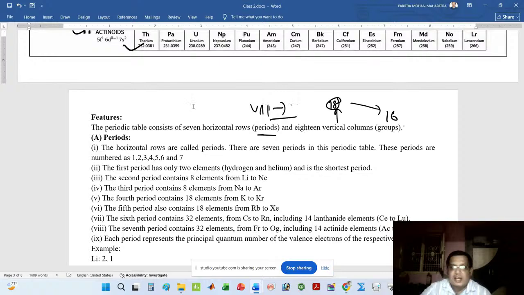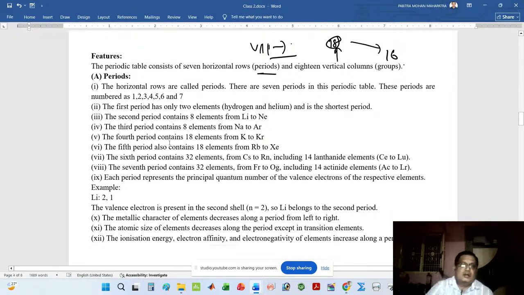Next, go to the period. If you think about the period, actually the horizontal rows are called periods. Yes or no? The horizontal rows are called periods. Next, there are 7 periods: 1, 2, 3, 4, 5, 6, and 7. I have already covered the first period, second period, third period, fourth period, fifth period, sixth period, seventh period.